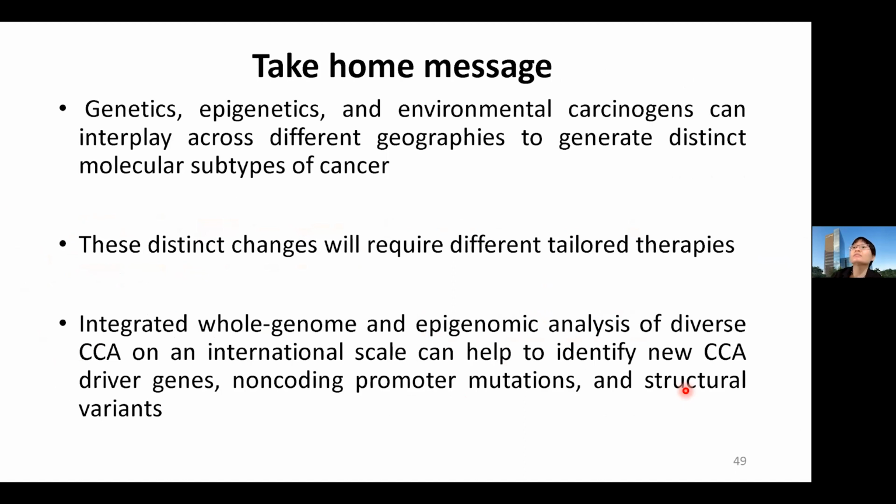So in conclusion, our study shows that many different factors, including environment and geography, can together generate distinct molecular subtypes of cancer. These distinct molecular subtypes of cancer will require different tailored therapies, and studies that integrate multi-omics datasets, so as to analyze whole genome and epigenomics of cancer from diverse populations, can help to identify new driver genes, non-coding promoter mutations, and structural variants, which are very important for drug discovery.